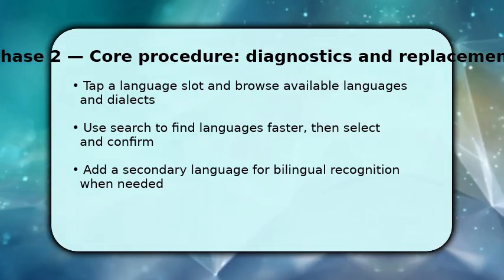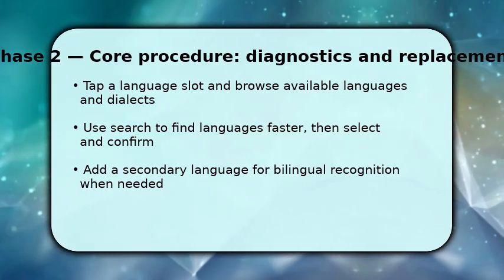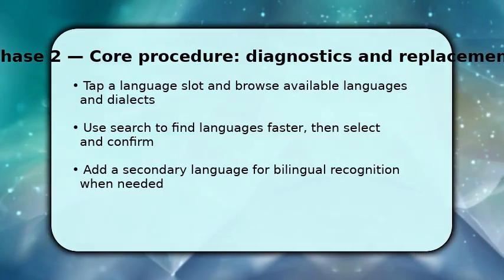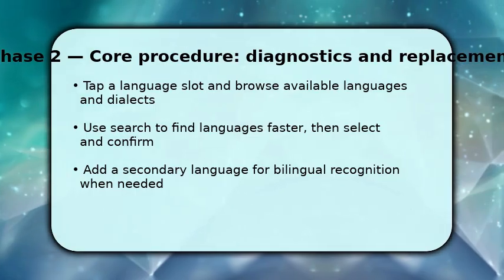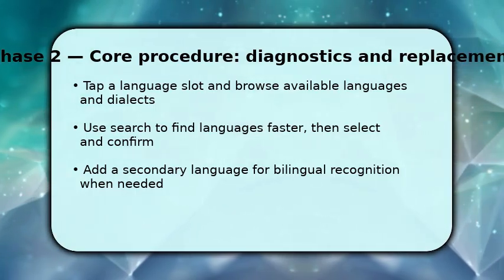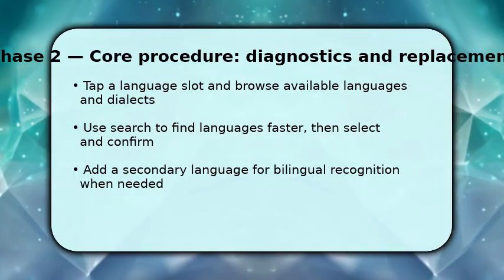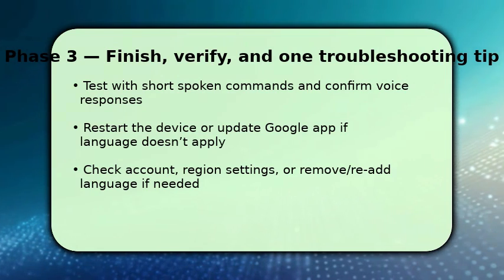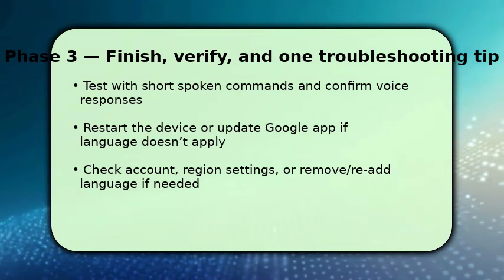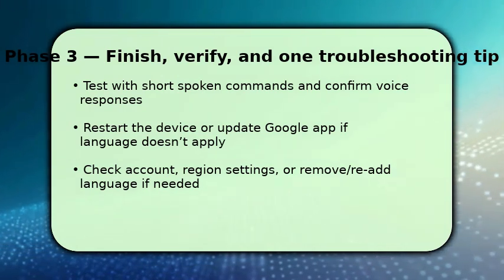If you add a second language, Assistant can understand both without switching, useful for bilingual households. After confirming, exit settings and test a simple query to verify recognition and response in the chosen language. Finish by verifying the change with a few spoken commands so you confirm both comprehension and speech output.